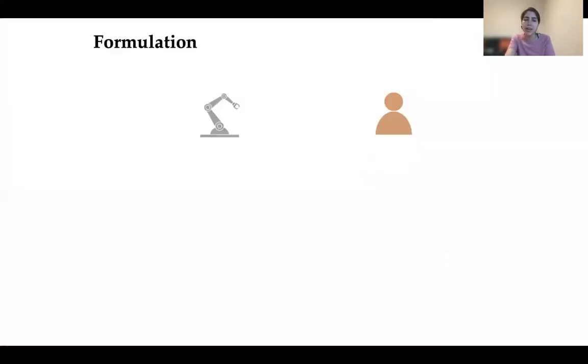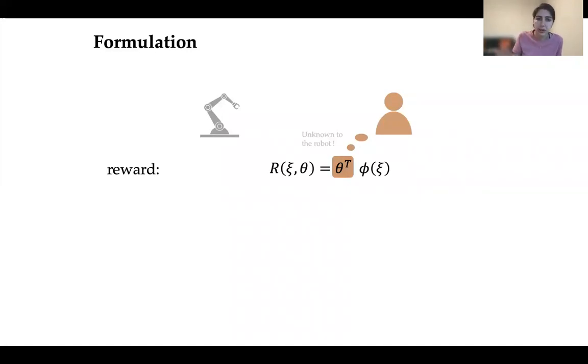So how do we go about that? Here's our formulation. Imagine that we have the robot, and you have a human, and the human has some sort of objective in their head. Let's try to capture that through a linear reward function parameterized by a set of parameters theta. The robot comes in having some assumptions over this theta, so the robot's estimate of theta is theta zero. What the robot does is it comes up with a trajectory, which is an optimizer of this reward function that the robot thinks the human wants, and that depends on theta zero.